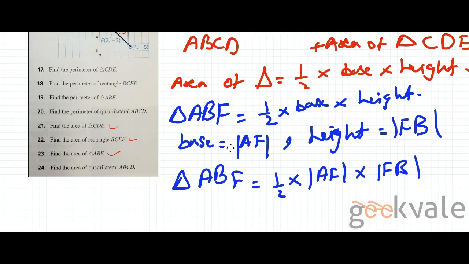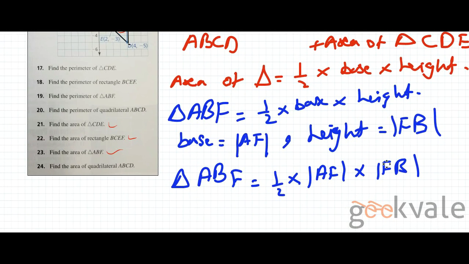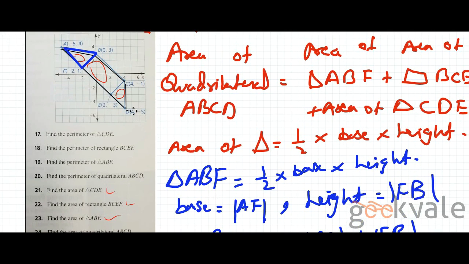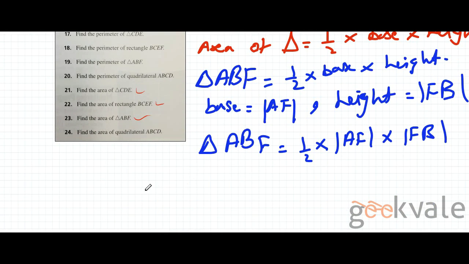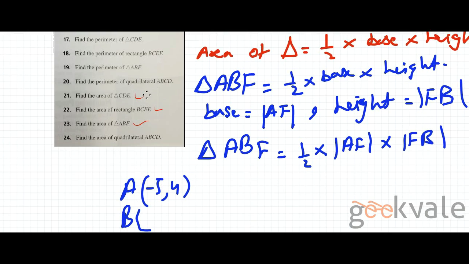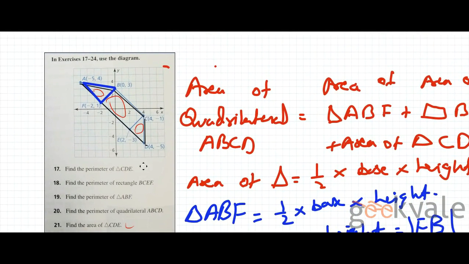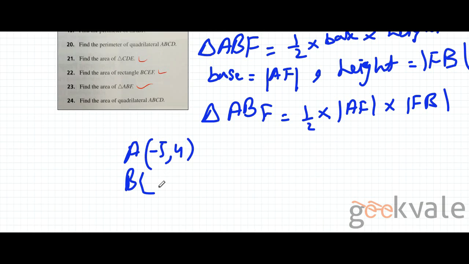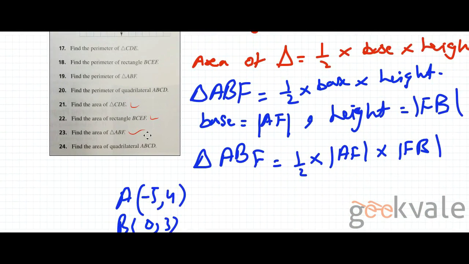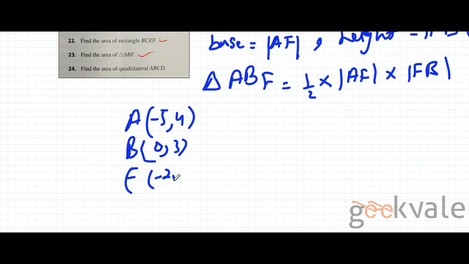So all we need is the distances AF and FB, and to calculate those distances I need the coordinates of these three points: point A, point B and point F. So let's write them down. Point A is minus 5, 4. Point B is 0, 3, and point F is minus 2, 1. Just to make sure, let me recheck that again.